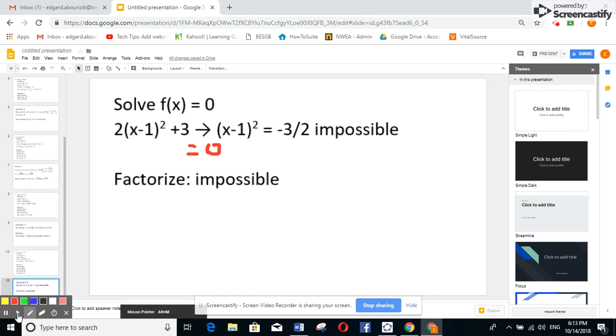I hope that you got the equation of second degree, how to write it in canonical form, how to factorize, and how to solve f of x equal to 0.